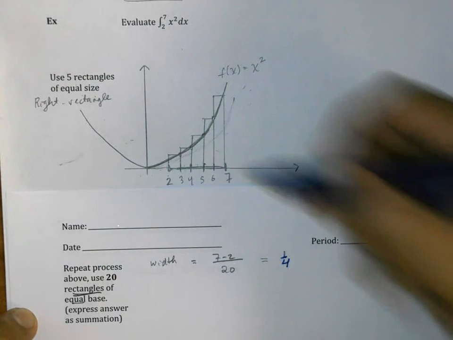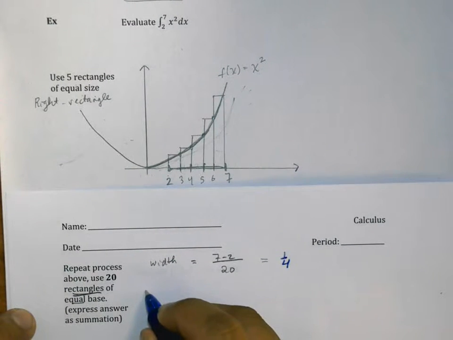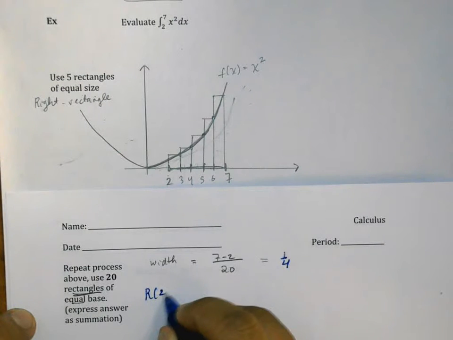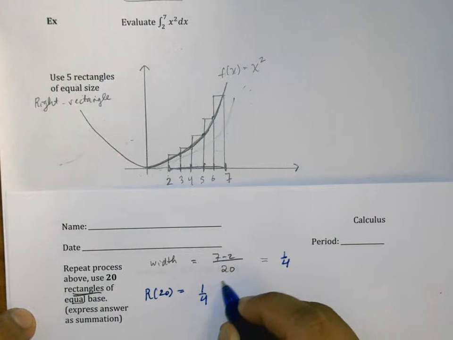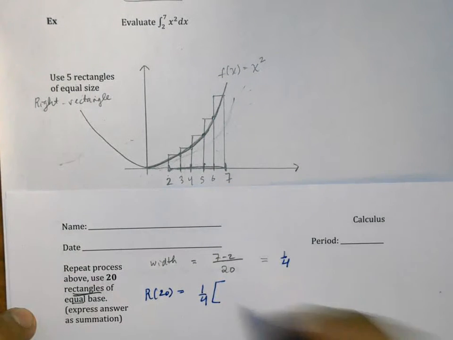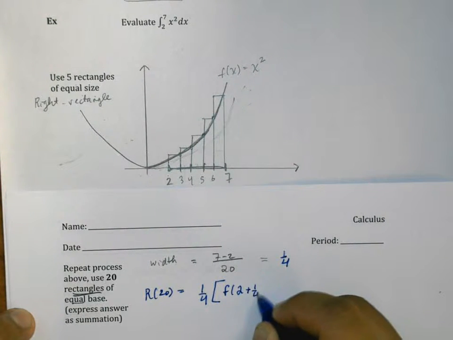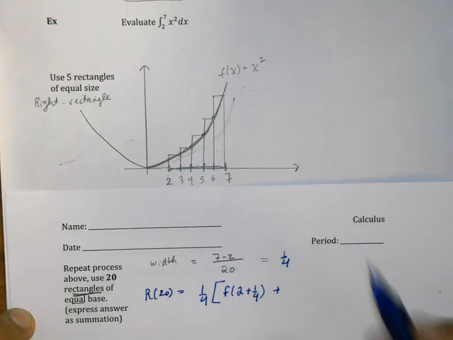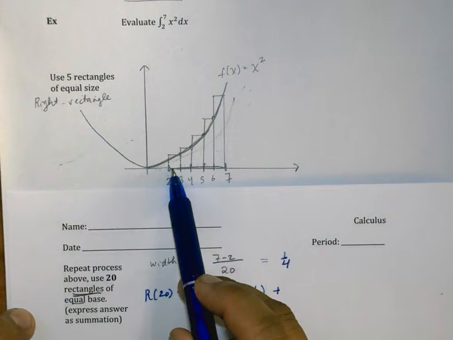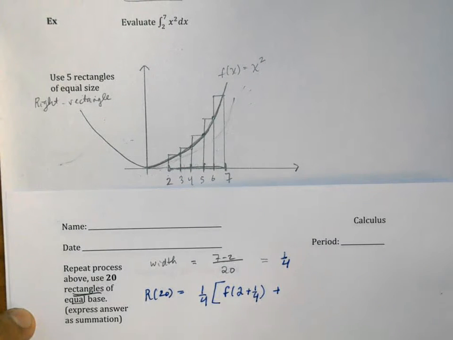Okay, so imagine cutting this up into 20 little pieces. So when we go to calculate the area, each of our rectangles is going to have a base of 1/4. And then the first sum that we're going to calculate is going to be f of 2 plus 1/4, then 2 1/2. So we're going to go along here, 2 1/4, 2 1/2, and so on, all the way until we get up to 7.